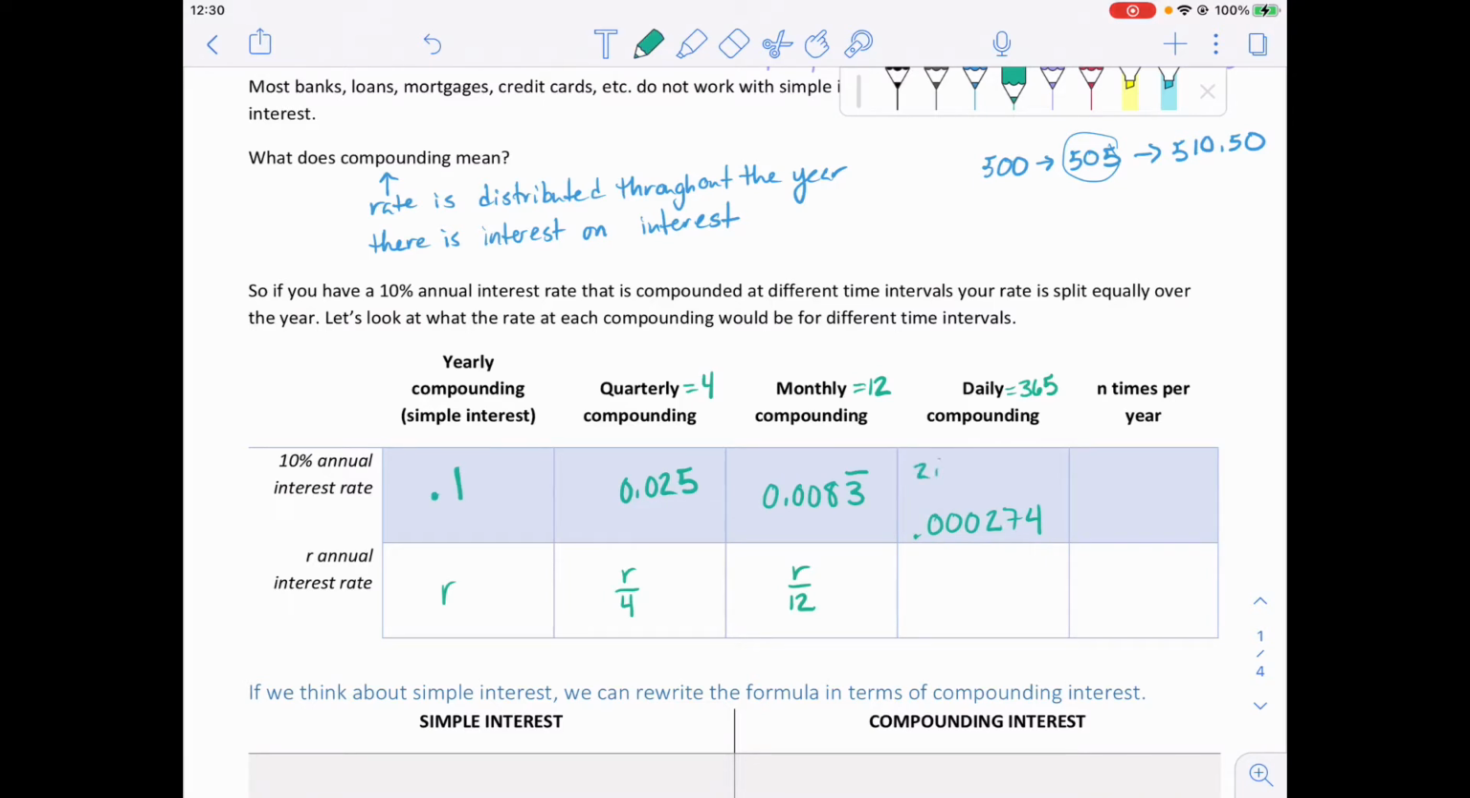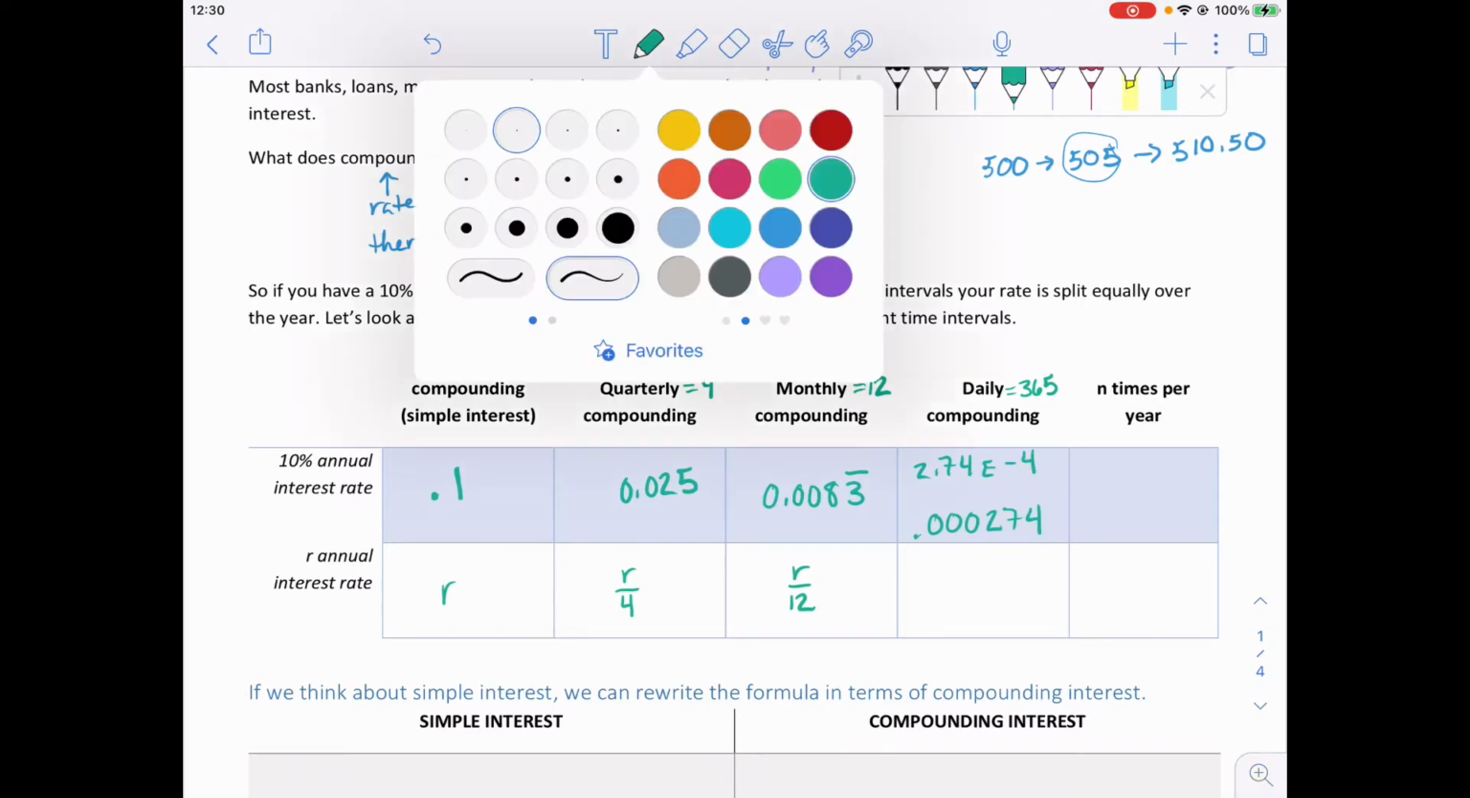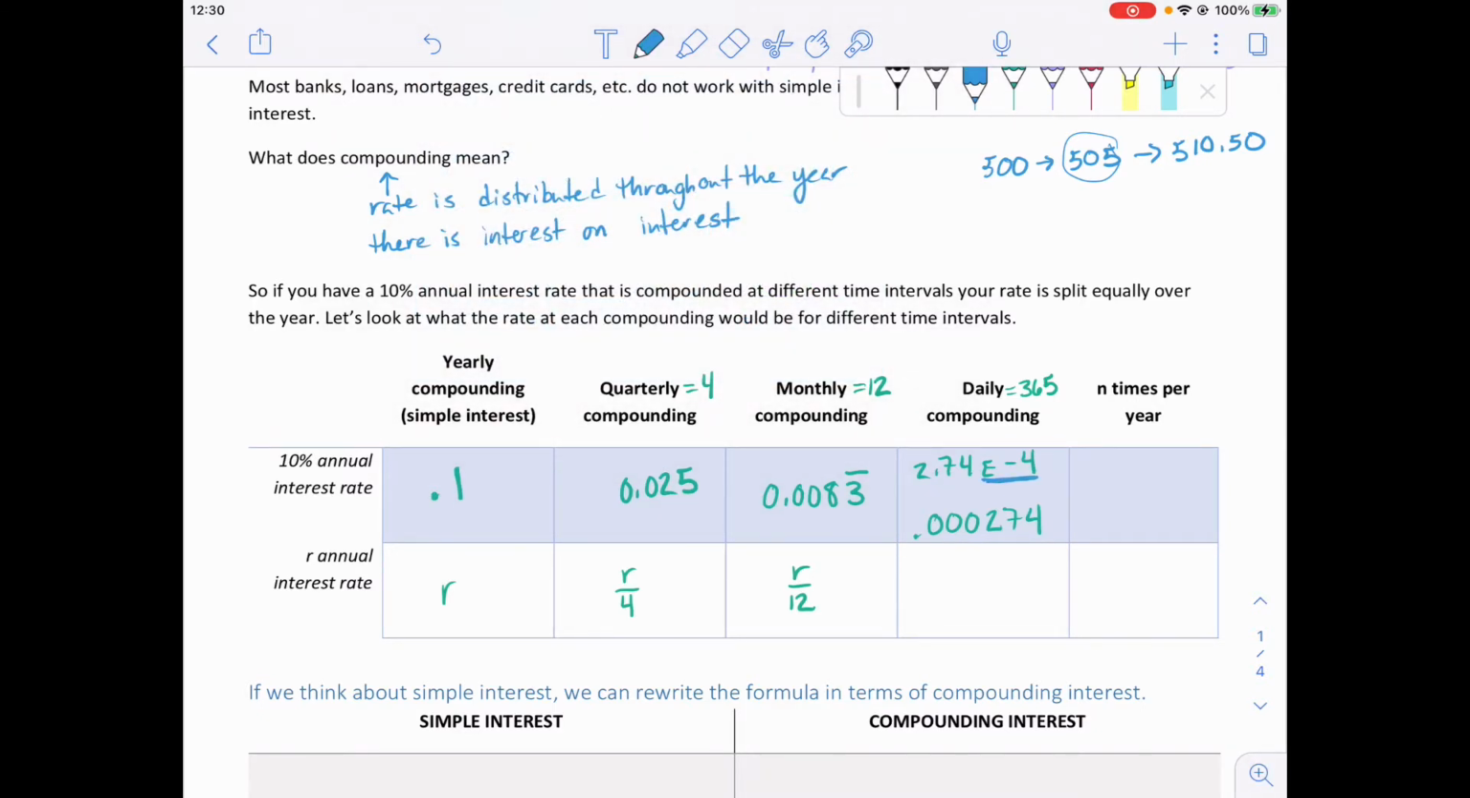Now on your calculator, this might look like 2.74 e negative 4. What this e negative 4 means is that we have to move the decimal place this way 4 times: 1, 2, 3, 4, 0.0002. So we need to know this is scientific notation. And so if we compound n number of times, this would be 0.1 divided by n, and in general it's just r divided by n. And n times means we have n times per year, obviously. Yearly would mean 1.